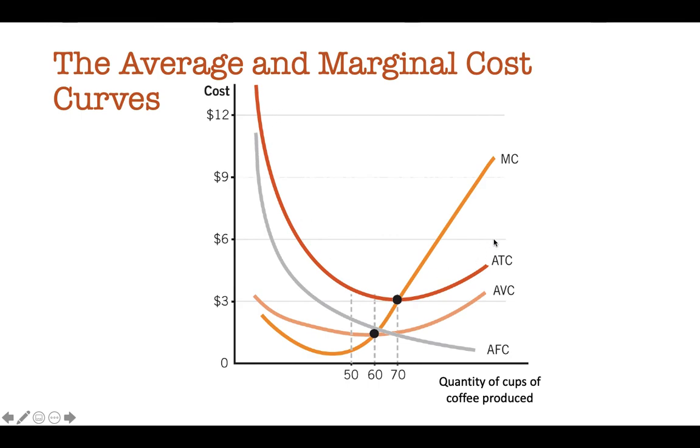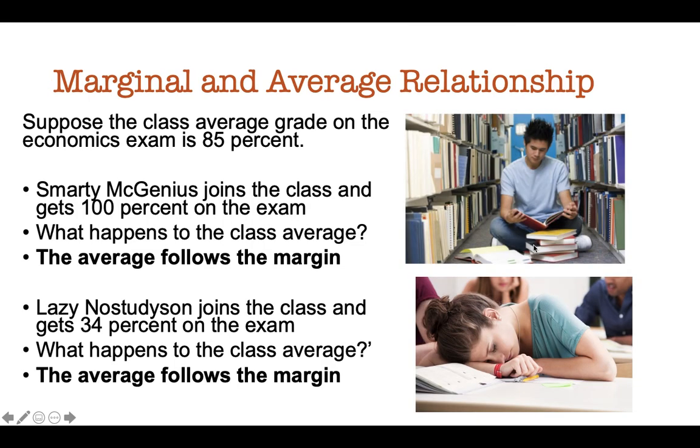Same is true for average total cost. Here, my marginal costs are lower, and that's going to pull down my average. Here, my marginal costs are higher, and that pulls up my average. And the best way to explain that is with a real example.